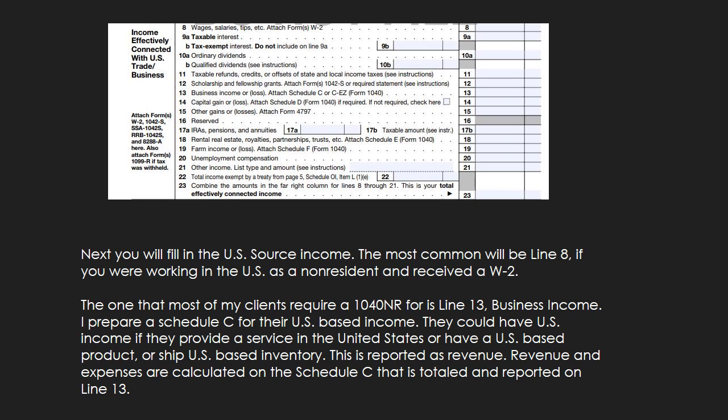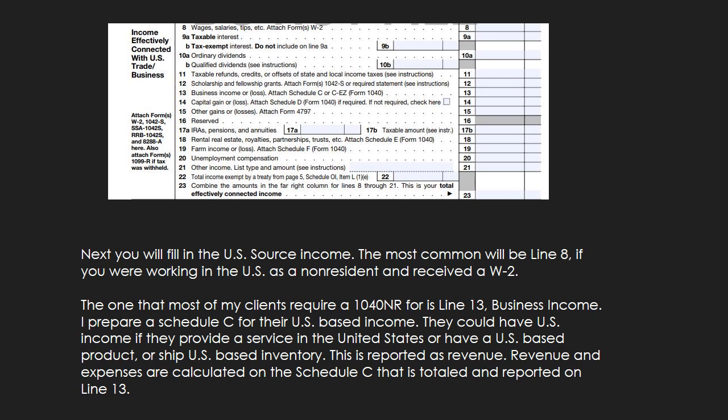The next step is to put in your wages. If you've had income, like through a job, you'll put your wages on line 8, or the one I handle most of is line 13, where I'll do a Schedule C, which is just like a U.S. taxpayer would fill out for business income. And that could be if you bought a U.S. based business, or if you have U.S. based inventory that you sell, then you'll need to fill out that, and that takes your revenues less your expenses, and then that total is put on line 13.